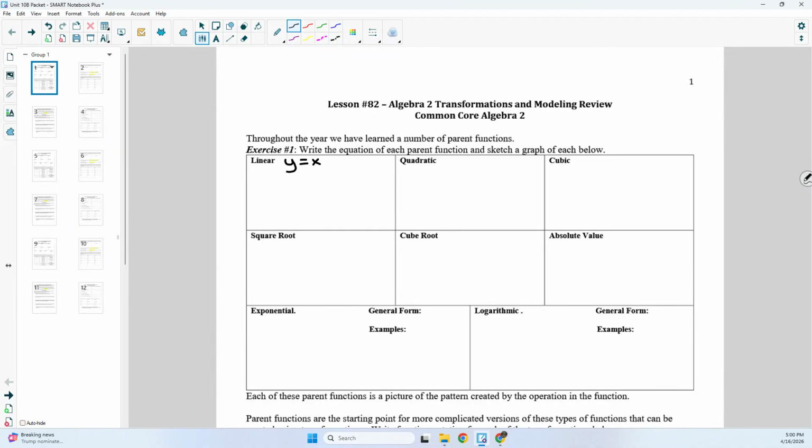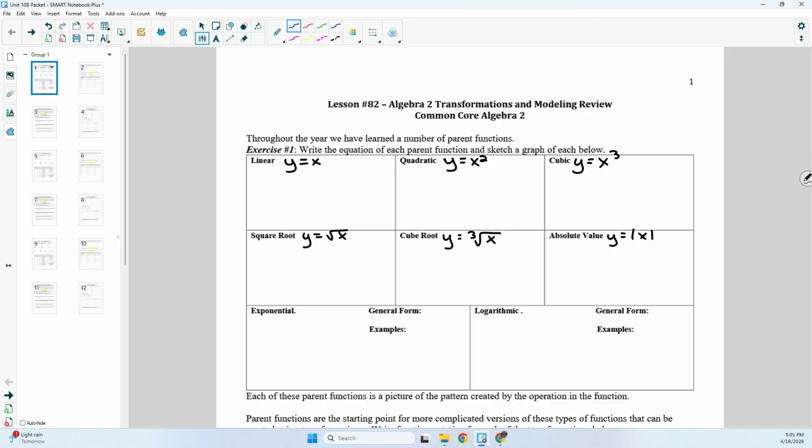So the simplest line is y equals x. The simplest quadratic is x squared. The simplest cubic is x cubed. And see if you can fill in the rest of them, but I'm going to write the equations first and then draw the graphs. So we have the square root and cube root. We have absolute value.